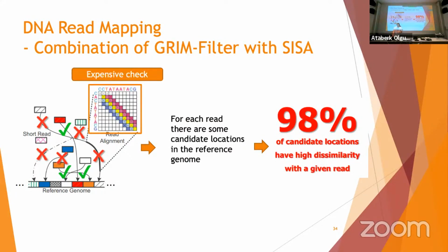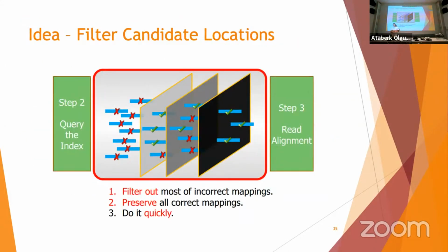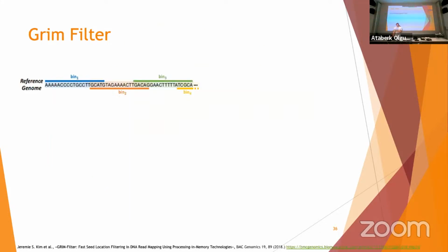And the problem is we have a very expensive check to do. So the idea is to use a filter and filter out the most incorrect mappings, preserving all the correct mappings, and do that quickly. Why? Because then we need to do the expensive check for fewer locations. How is this done? Using the GRIM filter.